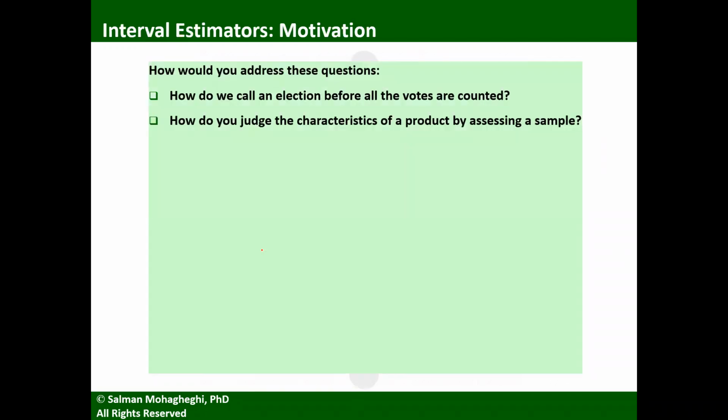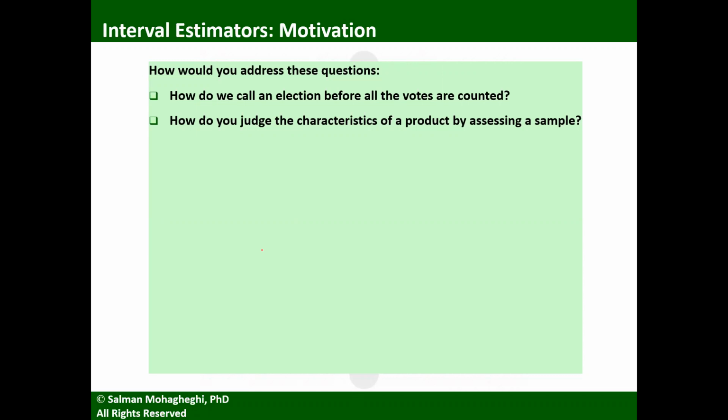Okay. So far, we've been talking about point estimators. You have a population, you take a sample, then you assess that sample, find its mean, variance, whatever you're interested in, and then you apply it to the entire population. Sometimes we don't necessarily want to get a single estimate.